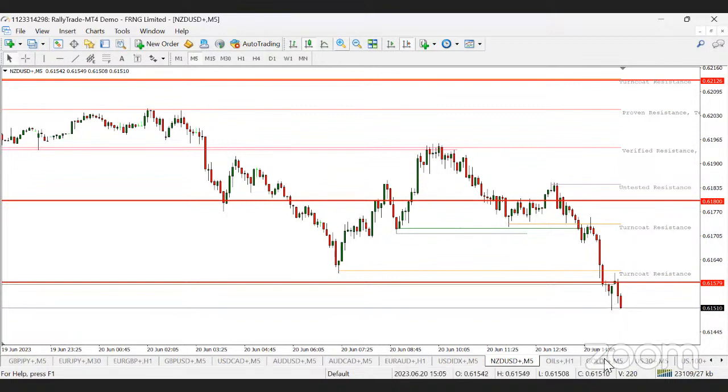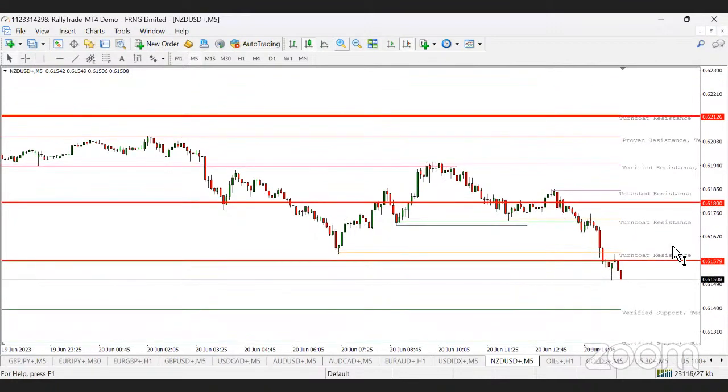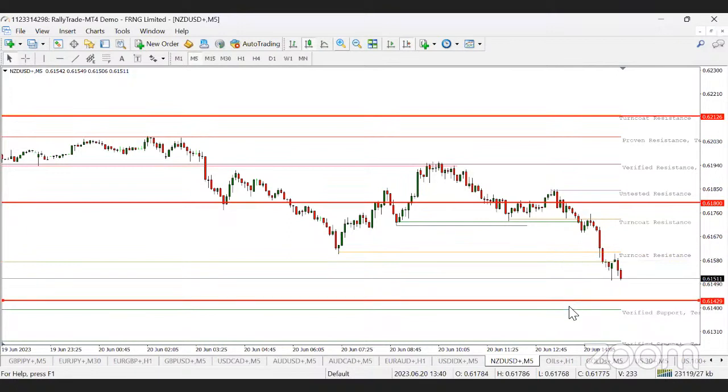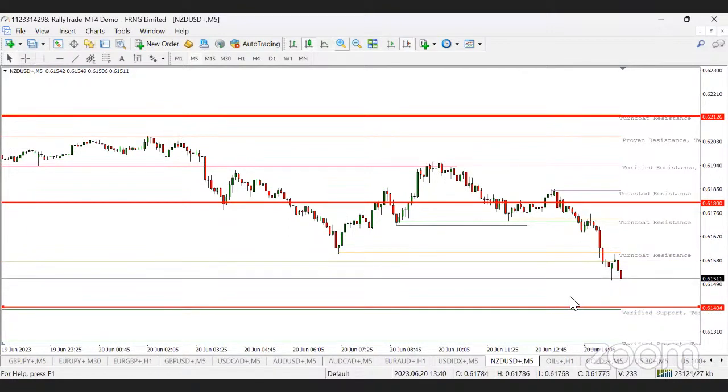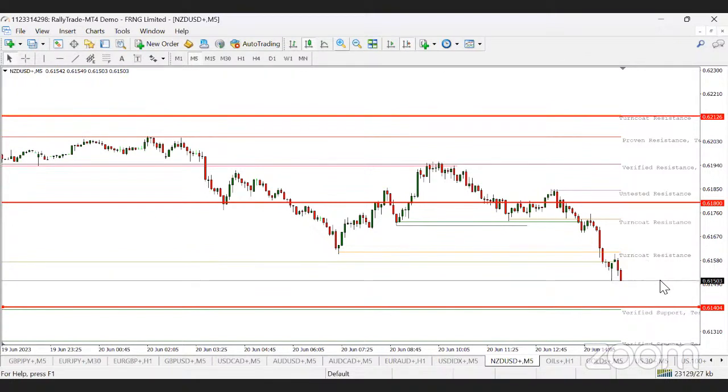But for the New Zealand dollar, it is still going to go down. The price of NZD will still go down, and I am selling it to the verified support at price 0.61404. If you're just joining us, please do well to stop your video to allow others to see the screen very well.